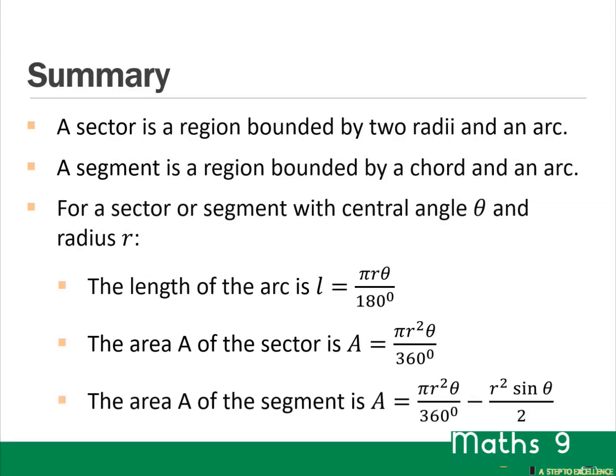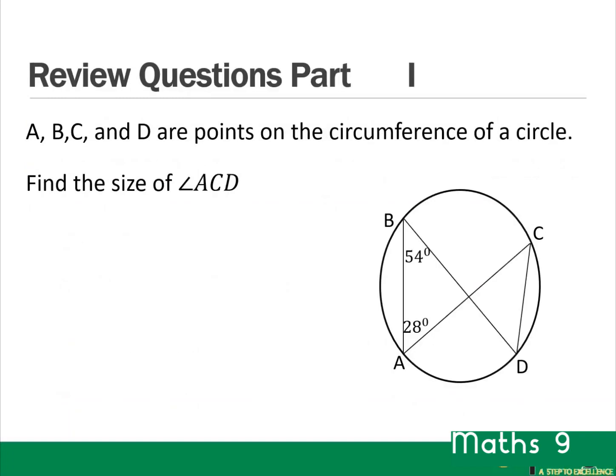The area A of the segment is A equals pi r squared theta over 360 minus r squared sine theta over 2. Review questions, part 1. A, B, C and D are points on the circumference of a circle. Find the size of angle ACD. Pause the video whilst you work it out. Here's the answer. It's 54 degrees.